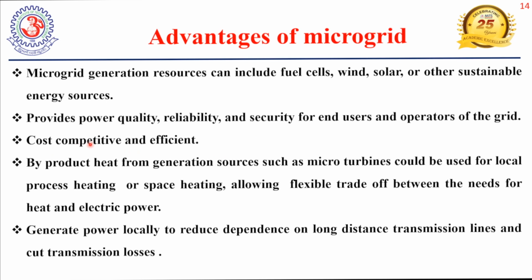Cost is also less and it is efficient. And the by-product heat from the generation source, such as a micro turbine, can be used. That means losses are also eliminated. Like that, many advantages are added in the microgrid system as compared to the conventional one.